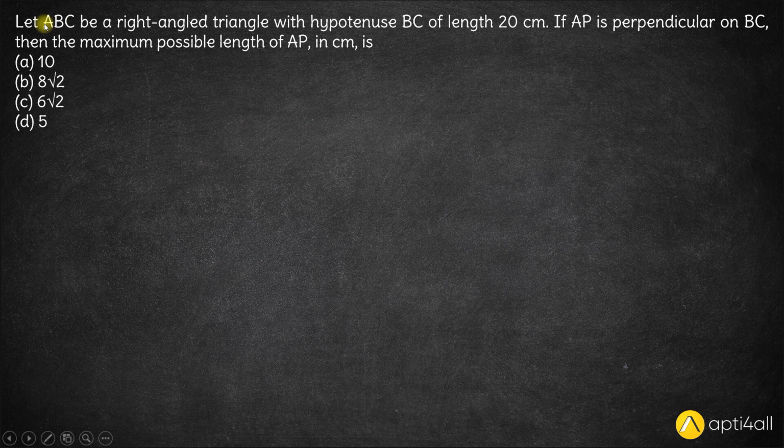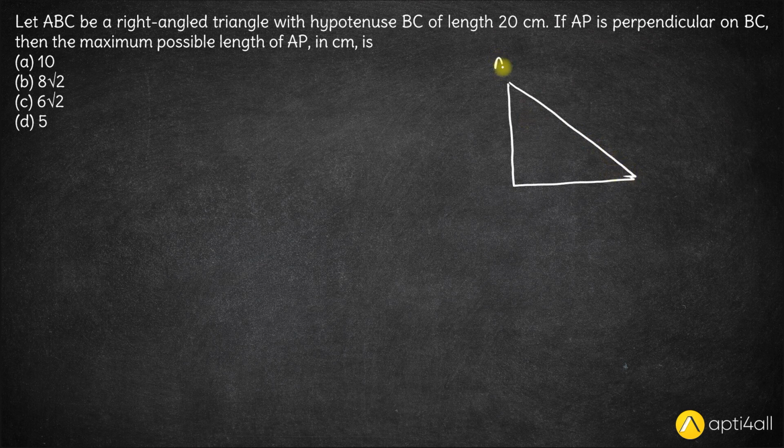Hi, here we are given that let ABC be a right angle triangle with hypotenuse BC of length 20 cm. If AP is the perpendicular on BC, then the maximum possible length of AP in centimeter is how much? So this may look like a triangle question, but it is more of a circles question actually.